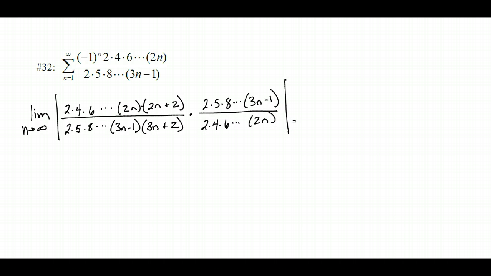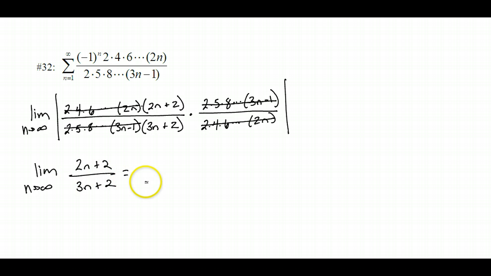And obviously now things simplify out really, really nicely. So the 2 times 4 times 6 times 2n in the numerator and denominator simplify out. 2 times 5 times 8, blah, blah, blah, 3 times n minus 1. Those all simplify out, and we're left now with the limit as n approaches infinity of 2n plus 2 divided by 3n plus 2. Well, our degrees are the same, so look at our leading coefficients. This is equal to 2/3. That limit is less than 1. Therefore, it will converge.